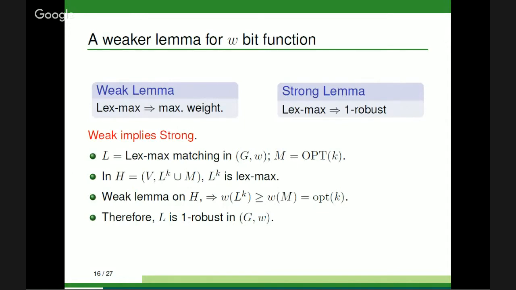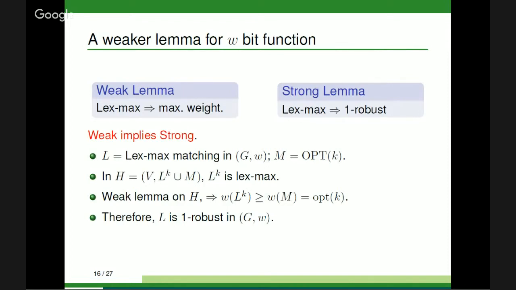But in this reduced graph, you can now apply the weak lemma. Weak lemma says, well, the Lk is Lex-max, so it has to have maximum weight. So the weight of Lk has to be at least the weight of the optimum in this small graph, which is M also. And now you have that the weight of Lk is at least the weight of M, which implies that L was a 1 approximation for that cardinality k. Also, since this is for every cardinality, we're done. So we showed that the only thing we need to prove is this weak lemma. So we only need to prove that if you have a Lex-max matching, then that matching has maximum weight.